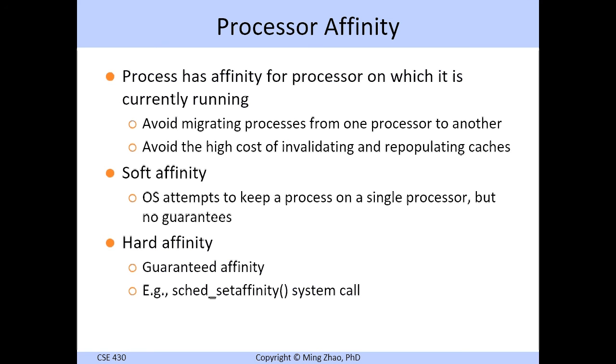More specifically, there are two different ways of implementing affinity. In soft affinity, the operating system only tries its best to pin a process to a processor, but there's no guarantee. For example, if one processor becomes idle, it is still possible to move a process that is supposed to be pinned to a different processor over to the idle processor. In hard affinity, the affinity is guaranteed, no matter what. The operating system provides system calls for applications to request affinity. For example, sched_setaffinity is a system call that is available, I believe, on Linux.